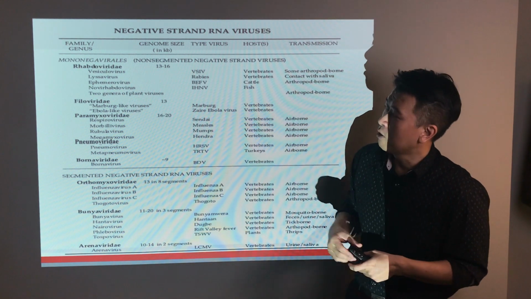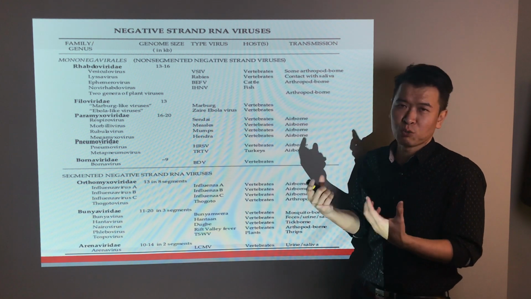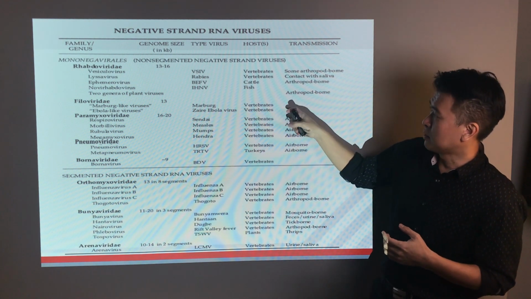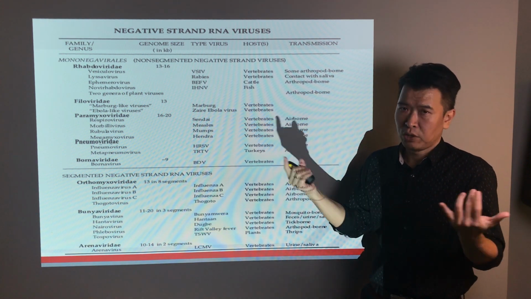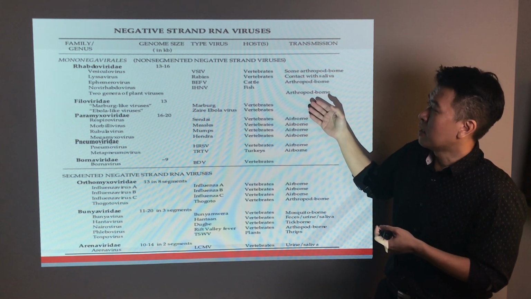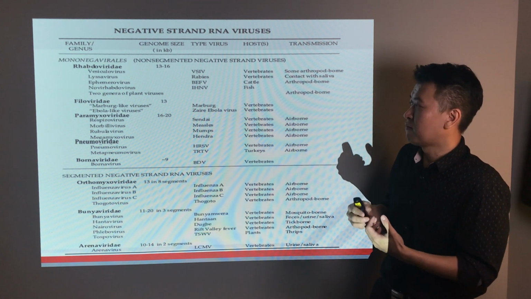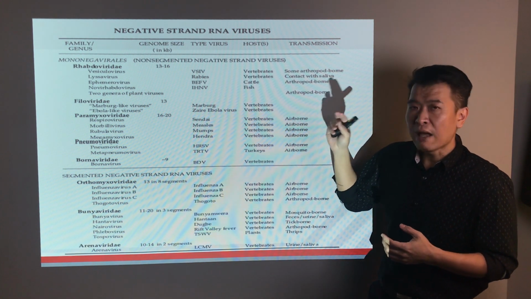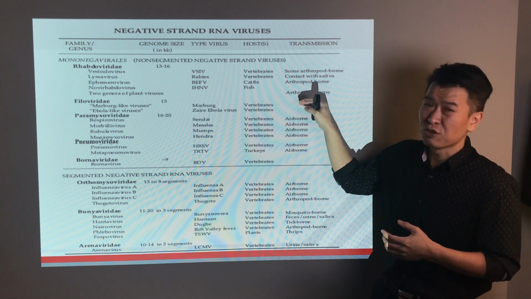Then for Filoviridae, we have Marburg virus and Ebola virus, and I'm sure all of us have heard about Ebola virus. This is one of the very dangerous viruses that is transmitted through direct contact with the patient's body fluids, like vomit, feces, and blood. All of these can transmit the Ebola virus to the next susceptible human. The death rate for Ebola virus is really high. Luckily, it is not airborne.